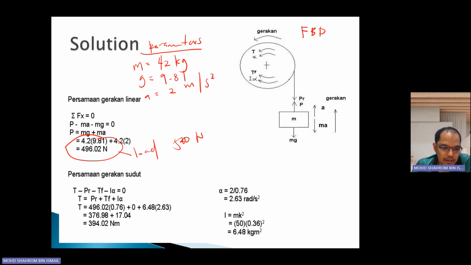So if we go to the angular motion equation, this is the formulation. The torque is equivalent to PR, which is the rope tension times radius, this one PR, plus TF, torque friction, and plus I alpha.